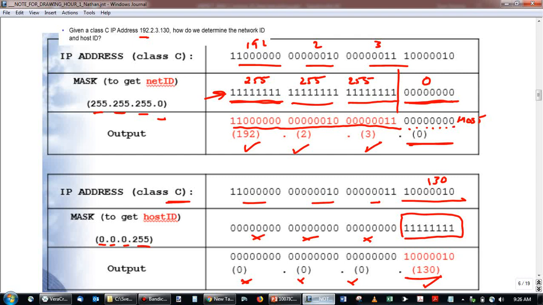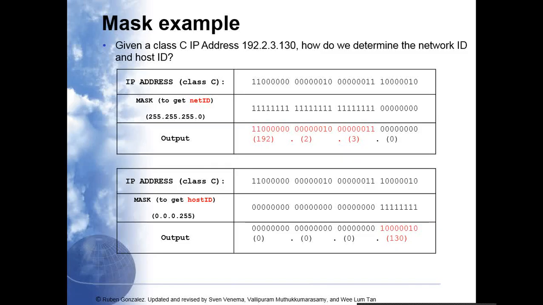Whatever you want to leave through, you put ones in your mask. Whatever you don't want, you put zeros in the mask. And typically, there'll be a row of ones from the left to the right until you want the host, and then there's a row of zeros. Okay. So that is a class C address.